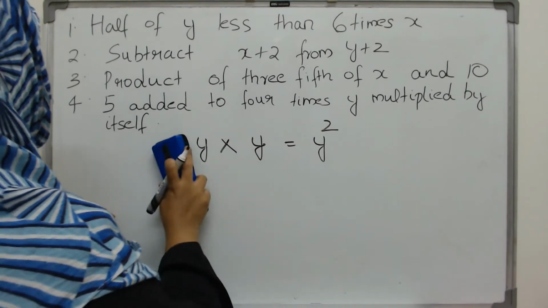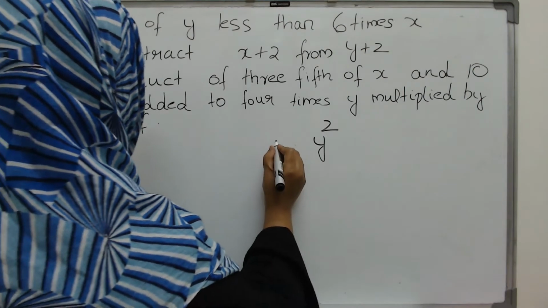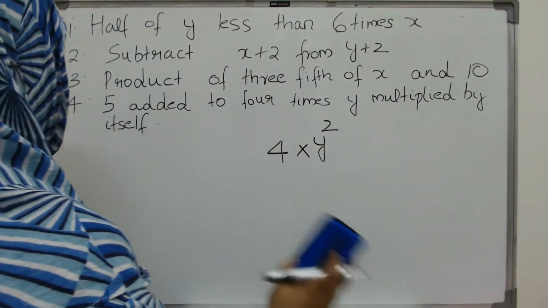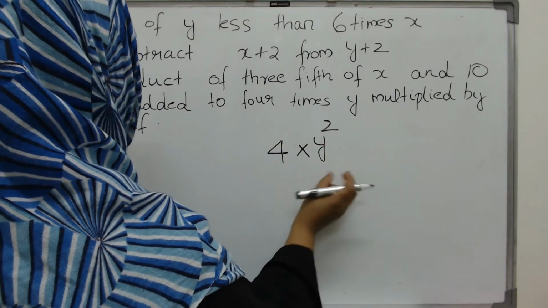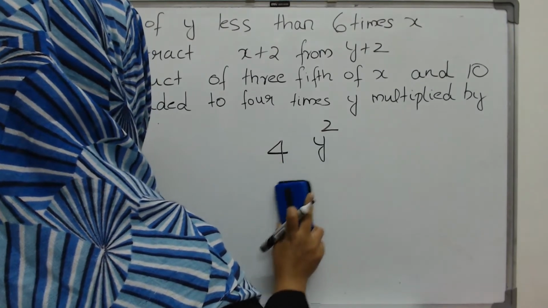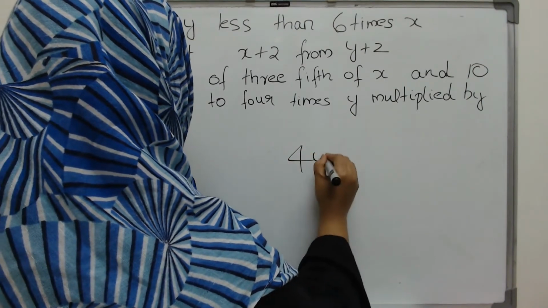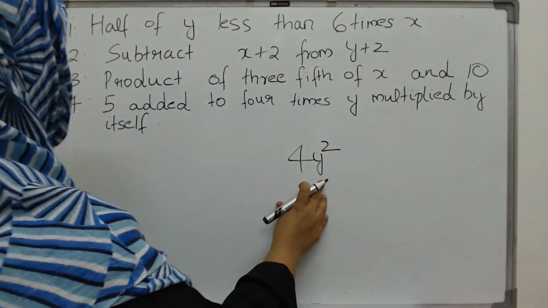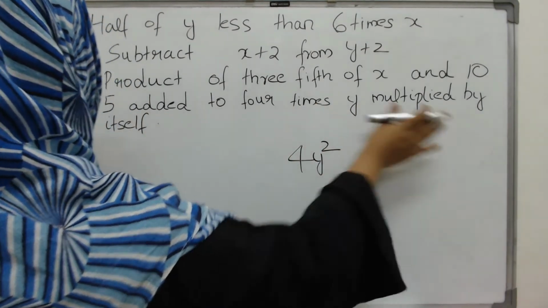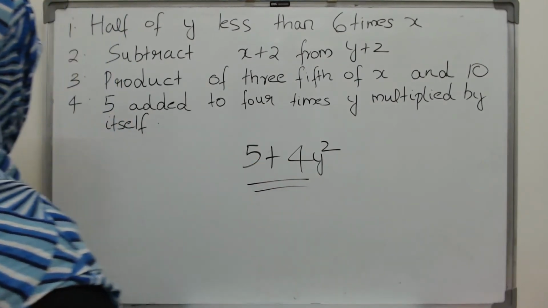Now 4 times a number. What does the word times mean? It means multiplication. So 4 into y square. And what did we learn? When a variable comes next to another variable or constant, you do not have to write the multiplication sign. You can just write both of them together. That would mean 4y square. This would mean 4 into y into y. 5 added to 4 times y multiplied by itself. So add a 5 to it. There you have your answer.